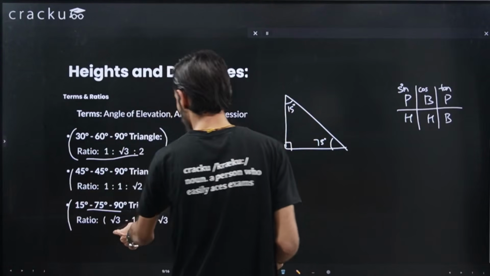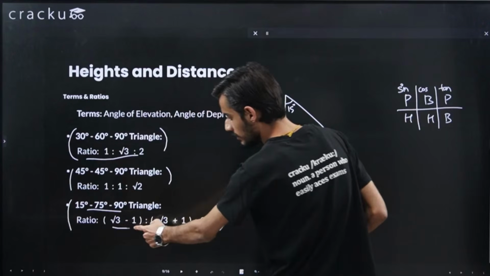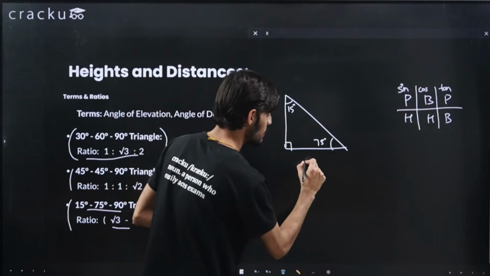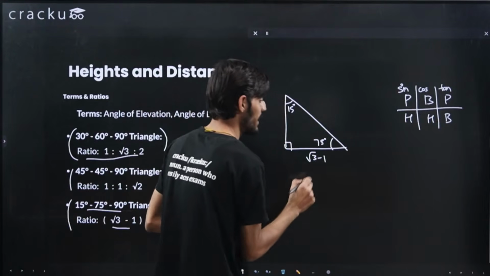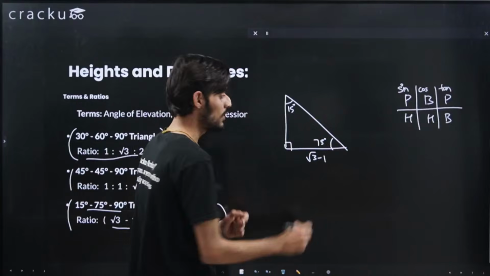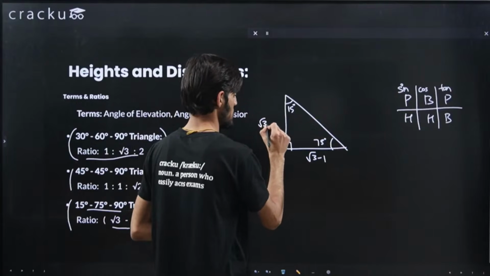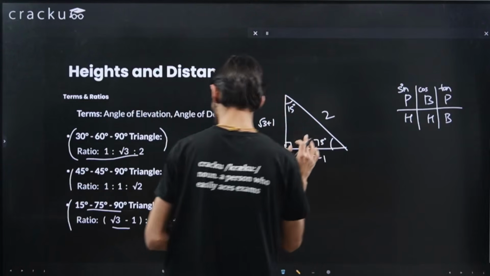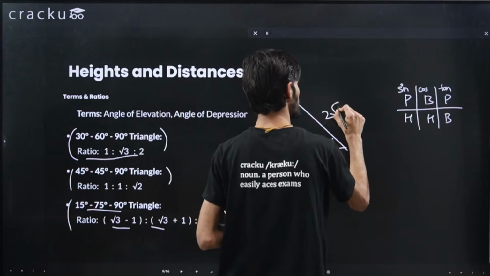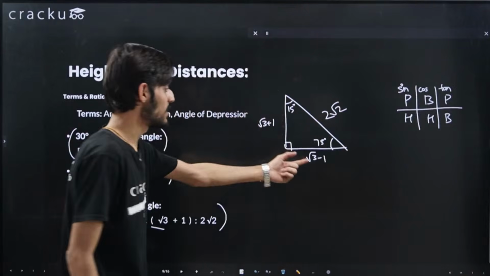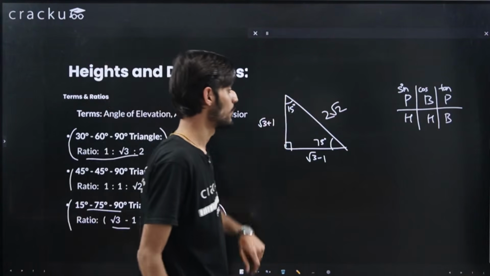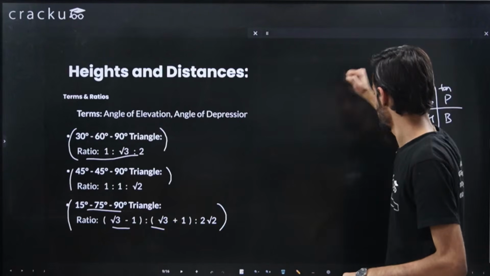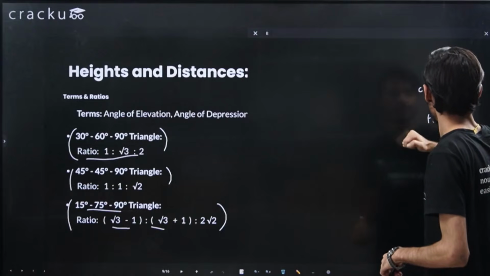What we can directly remember is that the side in front of 15 degrees will be root 3 minus 1. The side in front of 75 degrees will be root 3 plus 1. And the side in front of 90 degrees will be 2 root 2. So we can just remember this ratio, root 3 minus 1 is to root 3 plus 1 is to 2 root 2. You can remember this as a fact. This will help in some of the questions. Otherwise, it is generally not asked.